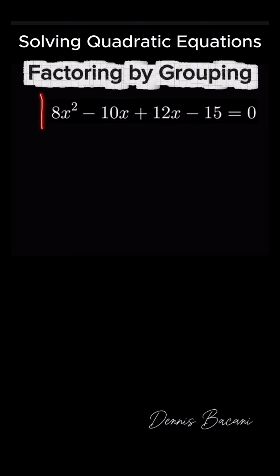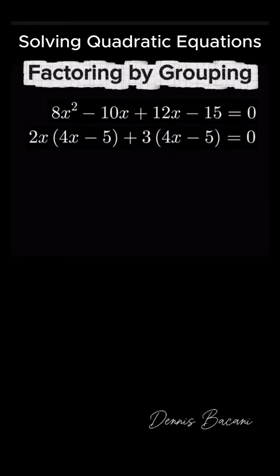This is where we apply factoring by grouping. So we're going to group the first two terms and then the last two terms, and these groups will produce a common factor. So we can write the left-hand side of this equation as 2x times the quantity 4x minus 5. So that is equal to this first group here. And then the second group here can be factored to 3 times the quantity 4x minus 5.